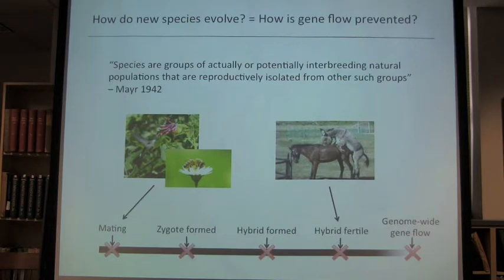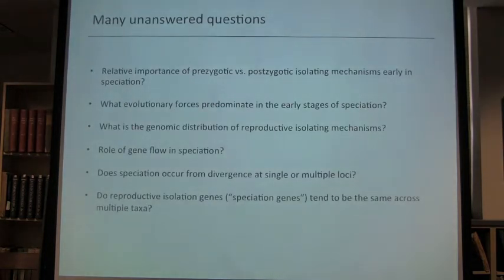And it's puzzling, because speciation genetics is actually a really old topic. People have been interested in this for a really long time, but there are many unanswered questions, and these are just some of them. These are some of the hot topics right now in speciation genetics that people want to know. It would be interesting to know the relative importance of pre-zygotic versus post-zygotic isolating mechanisms in early speciation, which ones predominate, and what evolutionary forces are important in the early stages of speciation. Is this driven by selection, or is it completely by chance or by drift?